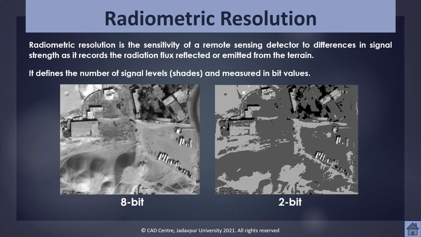It defines the number of just discriminable signal levels. Consequently, it can have a significant impact on our ability to measure the properties of seen objects. The radiometric resolution of an imaging system describes its ability to discriminate very slight differences in energy.